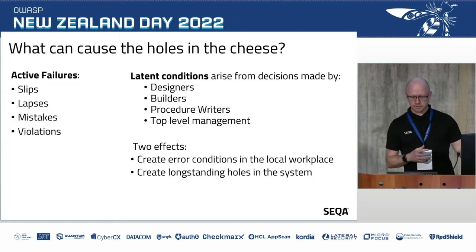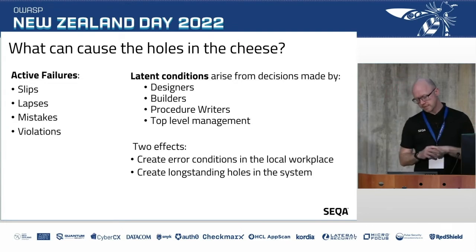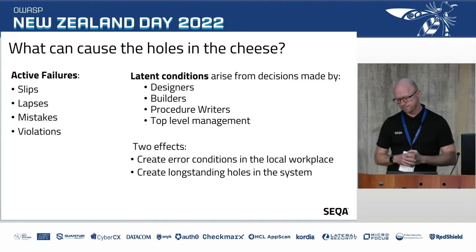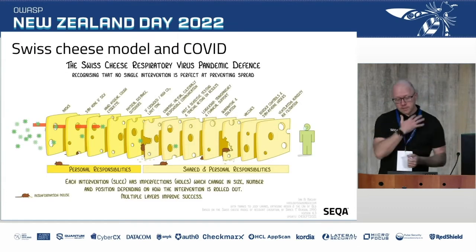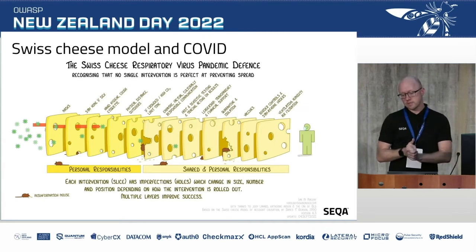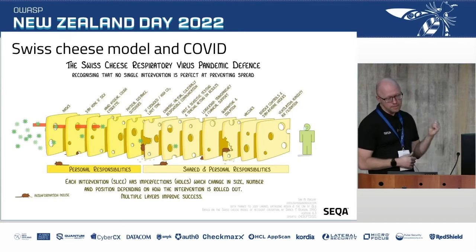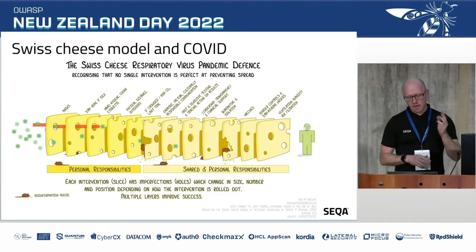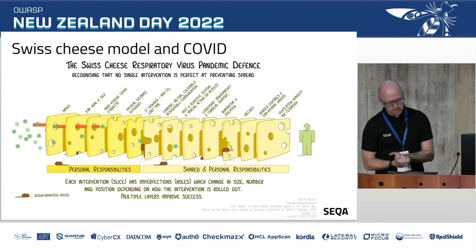So unlike the active failures, which can be really hard to foresee, the dormancy of these latent conditions gives us quite a good opportunity to spot them and try and remove them. So a recent example of how the model's been used is to explain the defenses against COVID. So as you can see, there's multiple layers of defense. So things like mask wearing, hand washing, testing, vaccines, all the good stuff that we know and love.